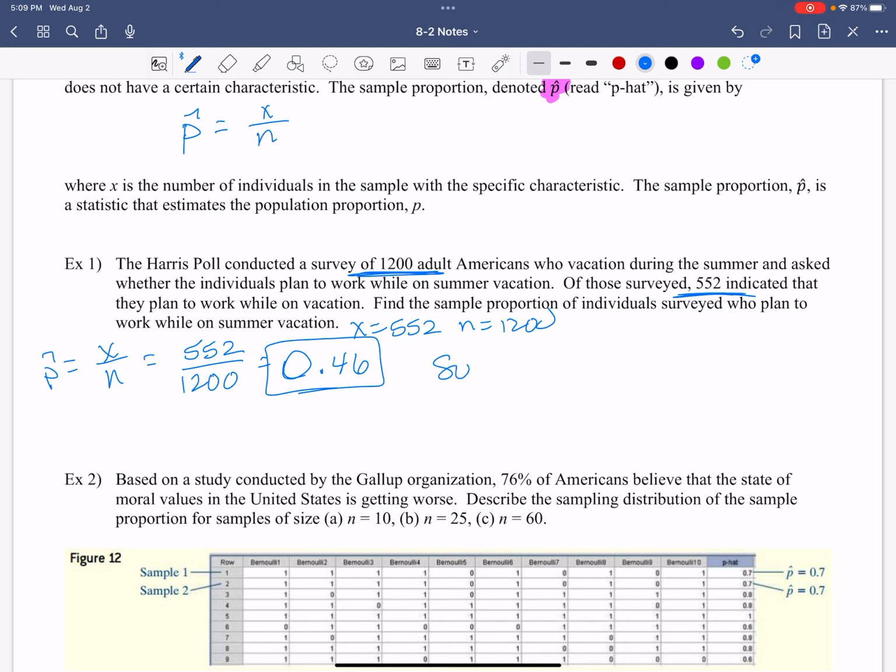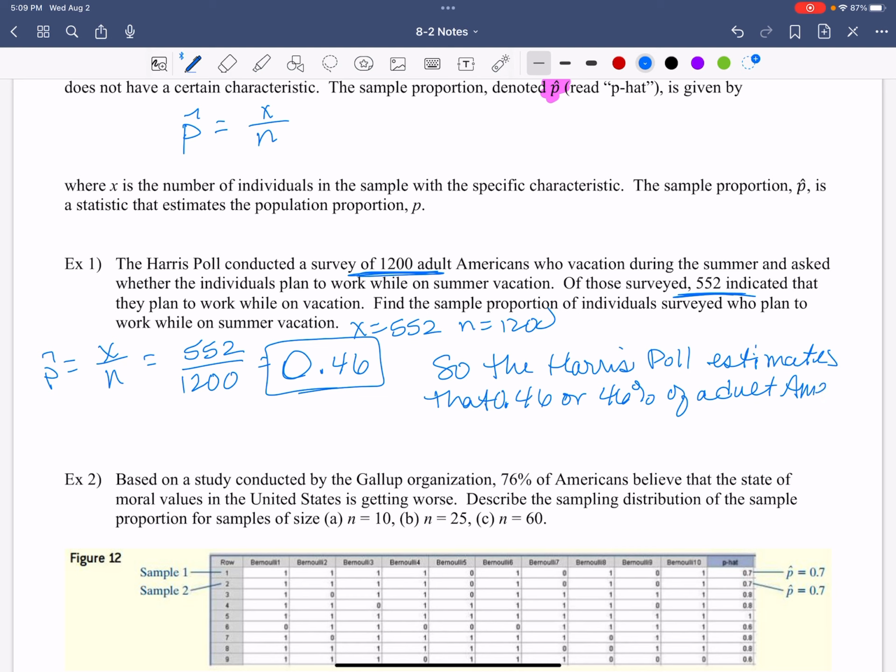So the Harris Poll estimates that 0.46, I'm putting a 0 in front, 0.46 or 46% of adult Americans plan to work on summer vacation.